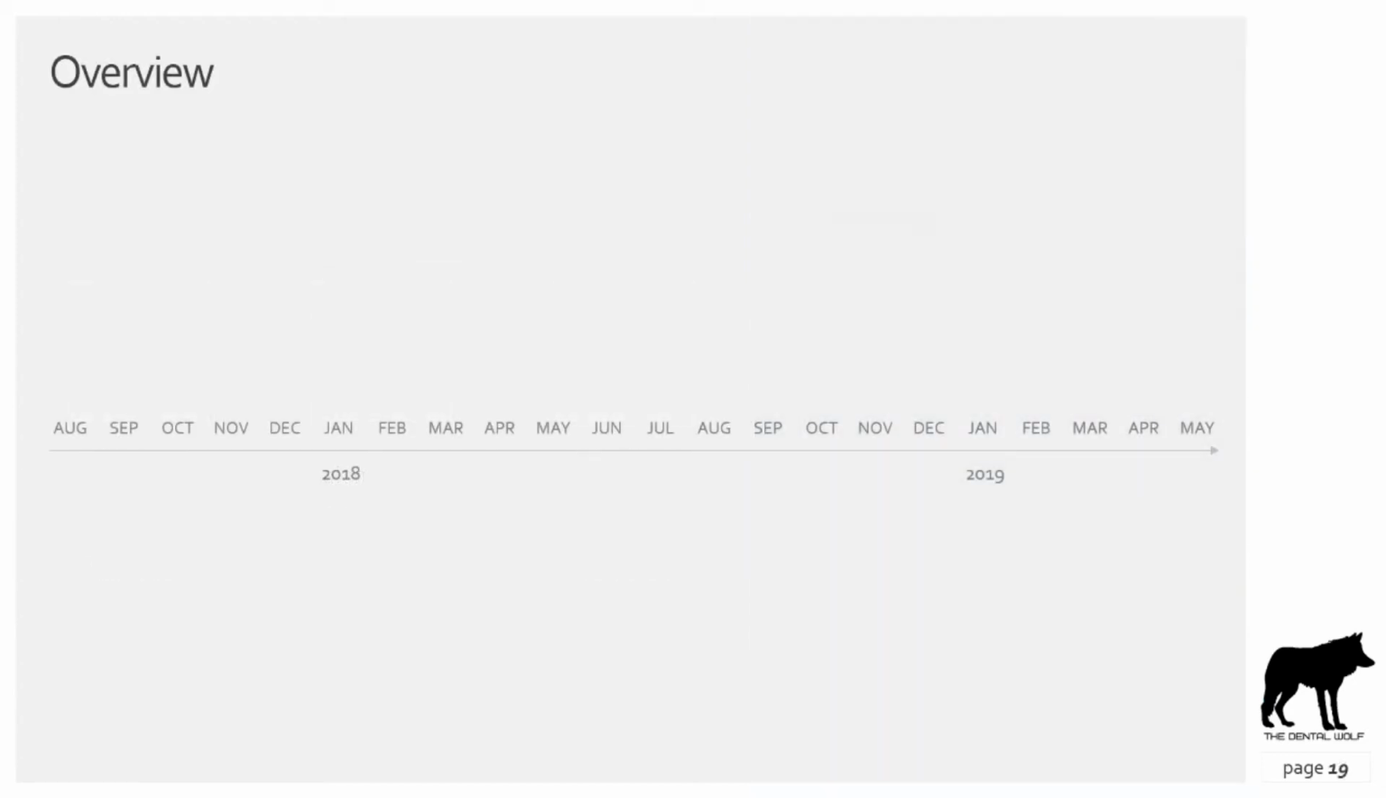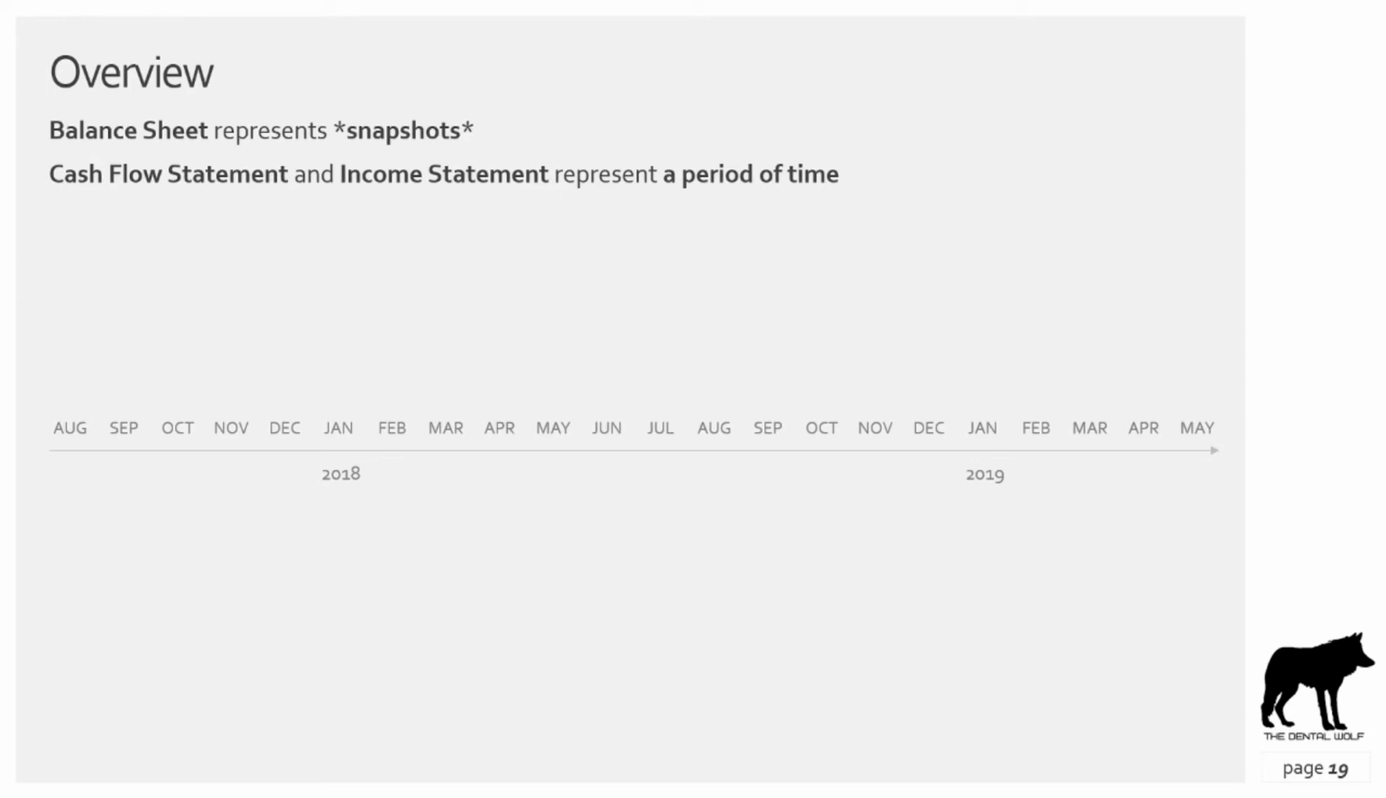When you're talking about balance sheets in particular, balance sheets are more of a snapshot. They represent a single moment in time. So I could say, on January 18th at 11:59 a.m., this is exactly what my balance sheet looked like. Whereas cash flow and income statements represent a period of time, so you have to specify the beginning and the end of the period.